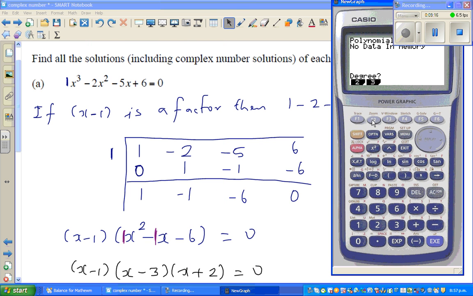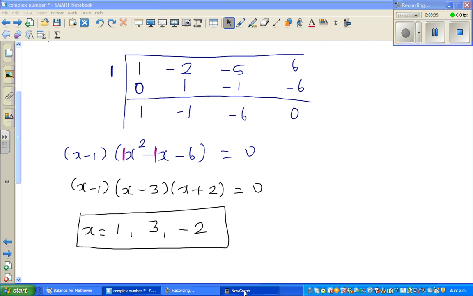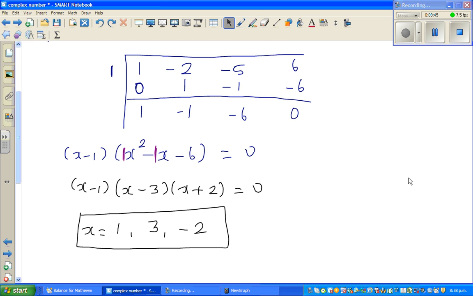So we go to polynomial. This is a third degree polynomial, and type in 1 under a, because that's the coefficient of x cubed, then minus 2 under b, minus 5 under c, and 6 under d. And then you go to solve. Here are the three answers. Let me show you that. You got 3, 1, and minus 2. So we are quite right, and you should be happy about yourself.